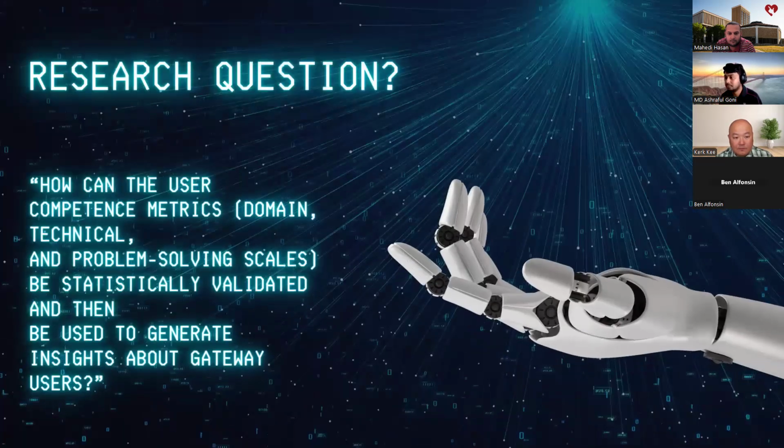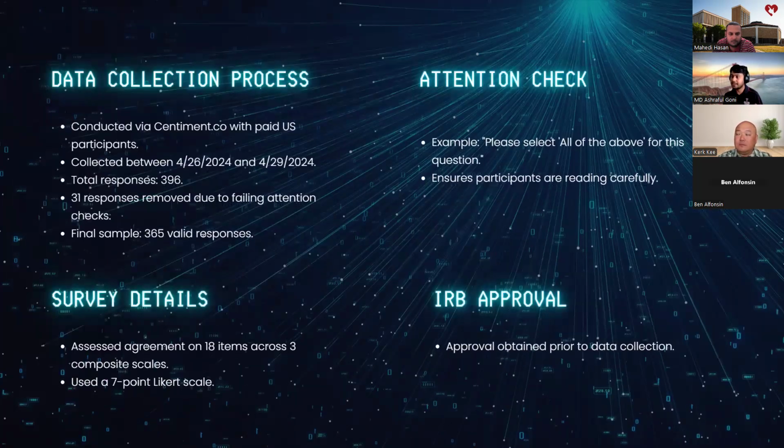So with that background, we come up with these specific research questions, and I'm going to read it. How can the user competence metrics, domain, technical, and problem-solving skills be statistically validated and then be used to generate insights about gateway users? So in this study, we try to develop a scale that can be statistically validated. At the same time, how we can incorporate this scale into the gateway to provide better service to the gateway users. So to do that, we have to go through a process, which we call research design or method.